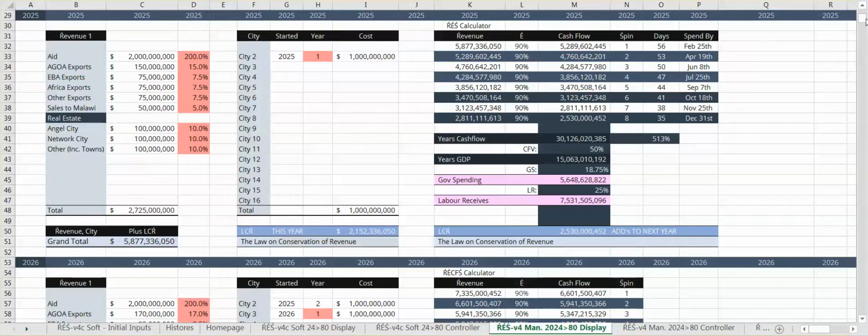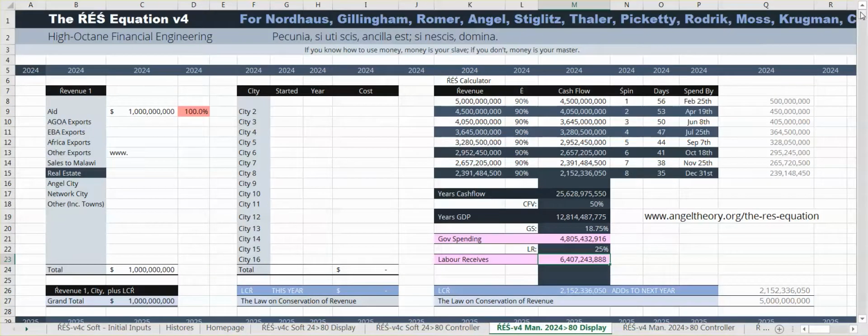Let's go to 2024, which is at the top, noticing we move down and up to go past the years. So in 2024 here, at the beginning of what I call the RES calculator, we see that 5 billion. We can see next to it an E of 90%, and we can see there are 8 spins, which generate 26.6 billion in cash flow, 12.8 billion in GDP, 4.8 in government spending, and Labour receives 6.4 billion.